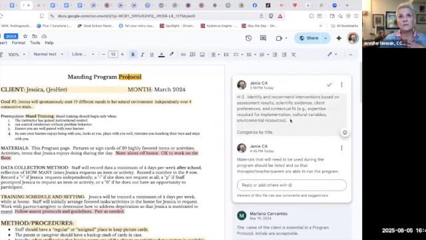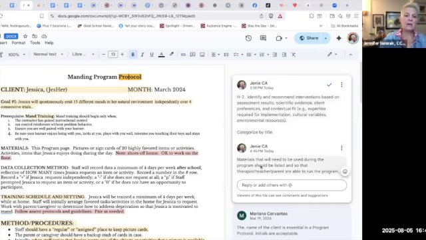H2, which I believe should be H1, doesn't matter, says identify and recommend interventions based on assessment results, scientific evidence, client preferences, and contextual fit, right? The expertise required for implementing this, any cultural variables, any environmental resources. So that was our conversation we just had on our assessment process and picking goals with the parent, the caregiver, the stakeholders' input.